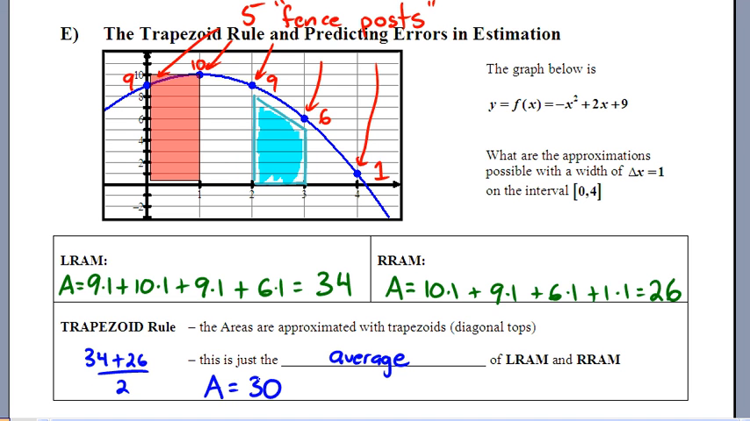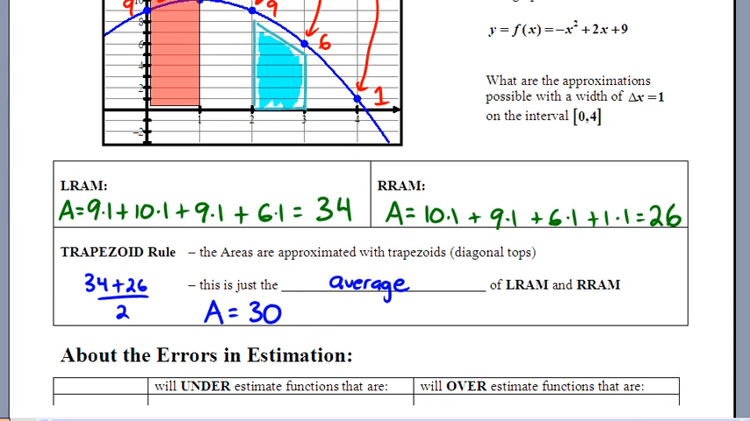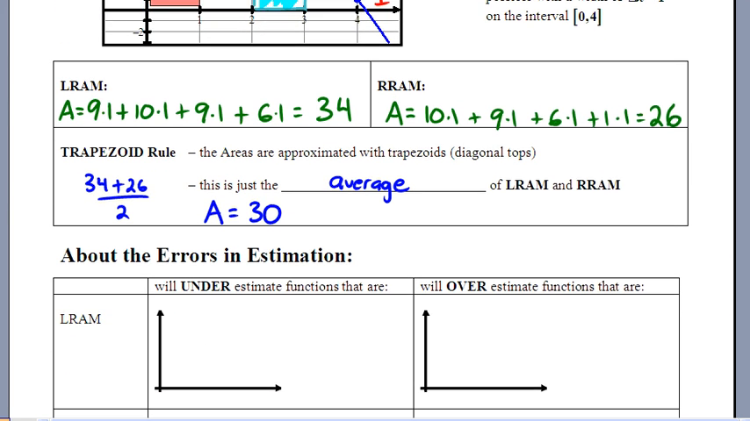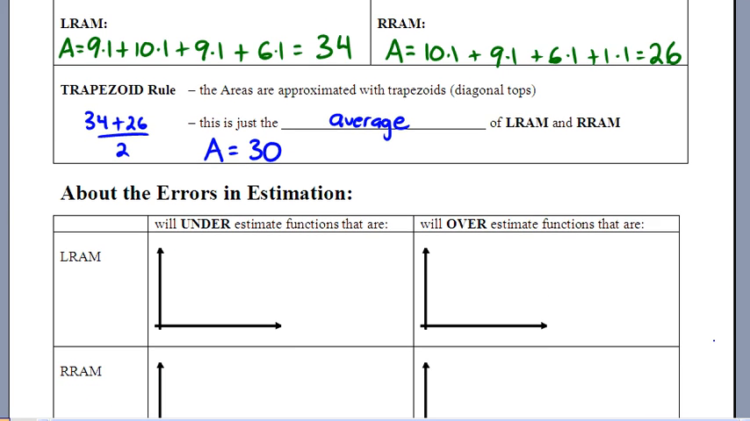Again, the quickest way, instead of trying to figure out the actual formula for the area of a trapezoid, is to just do an LRAM and then do an RRAM. Usually we're pretty quick at those, and then you can average the two. I mean, you certainly can go and add up the trapezoids, but most people spend more time doing that than they would if they just did LRAM and RRAM and then added them up and divided by 2.